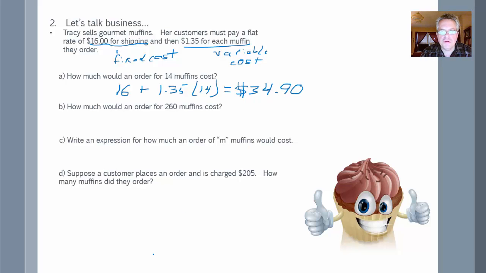All right, how much would 260 muffins cost? This is going crazy. So even though it's 260 muffins, the shipping is still $16. And this would be plus 1.35 times 260. And this will come up to be a whole lot of money. So this would be $367.